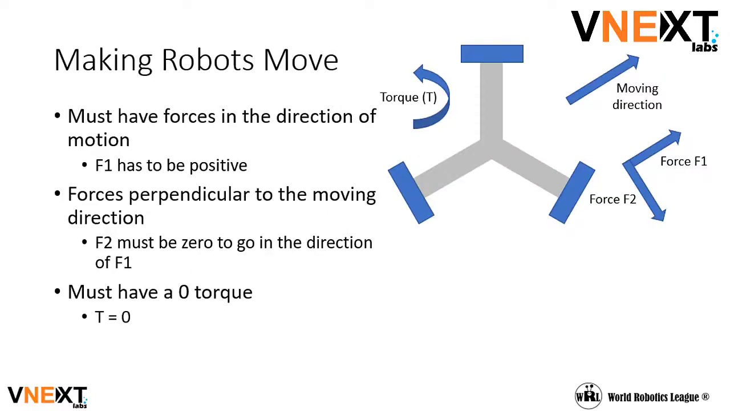So how do we make our robot move? We must have forces in the direction of motion. For example, in the diagram, we want our robot to move in a direction parallel to F1, so F1 has to be positive. Forces perpendicular to the moving direction must be 0. So in the diagram, F2 must be 0 for the robot to move in the direction of F1. And finally, the torque must be 0 so that the robot doesn't spin.